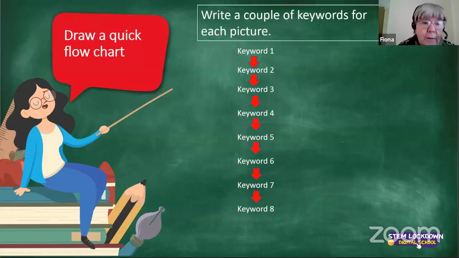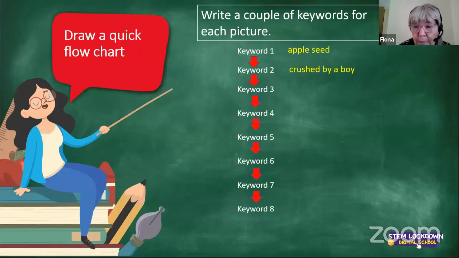But when you open it, trees and animals and birds losing their habitats. Did you write down any keywords? So let's see what you wrote. I won't ask you to call out your keywords now, but let's check them against mine. The first picture, there was the apple. I wrote apple seed. I wonder what you wrote. The second picture, I wrote crushed by a boy. What did you put?